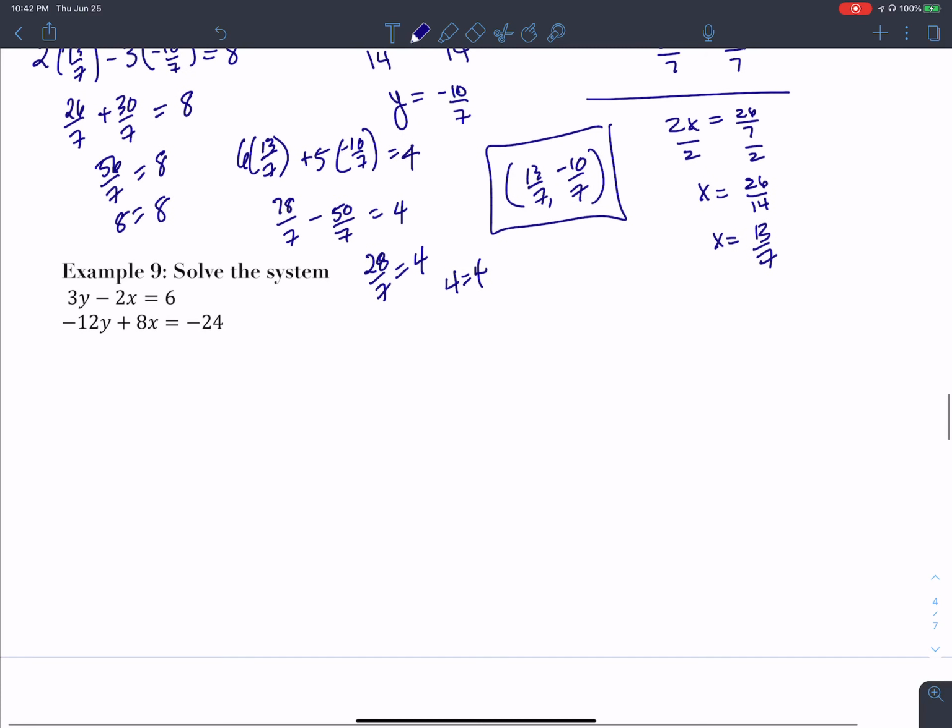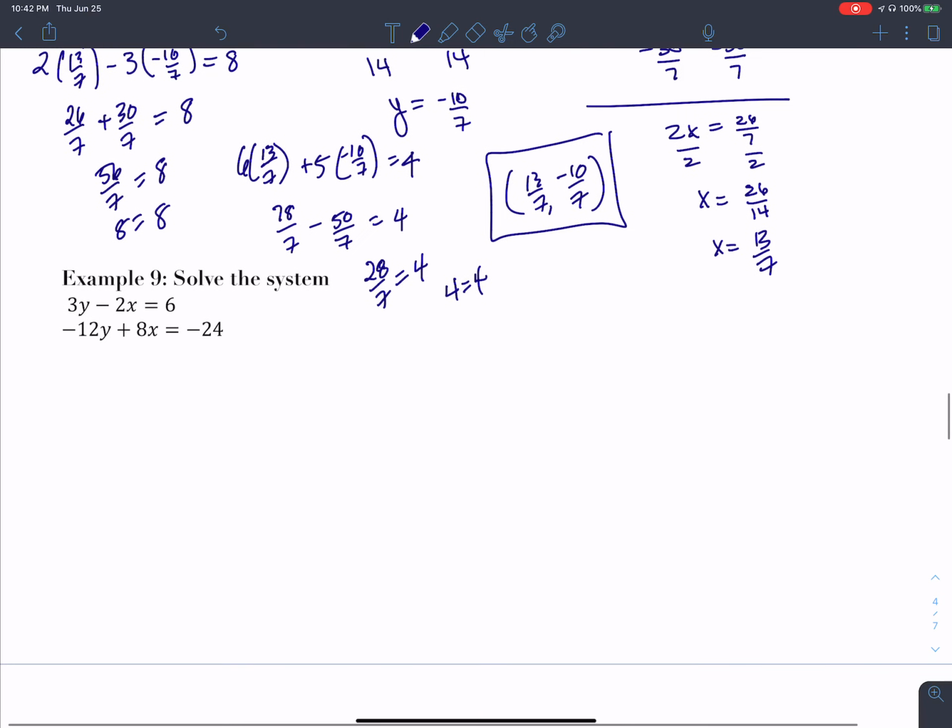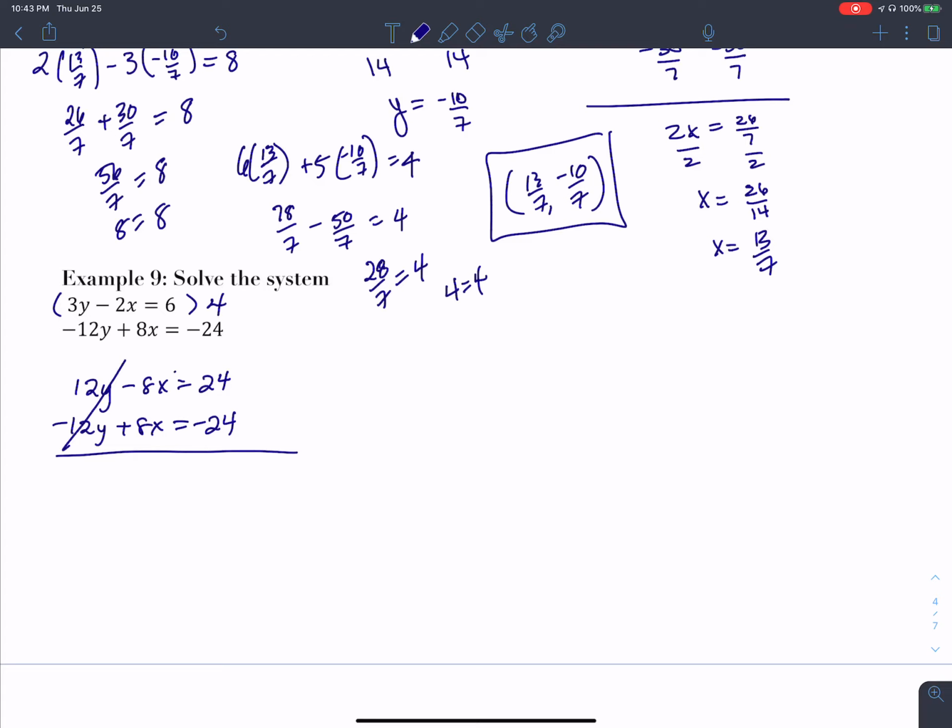All right, next one. Solve the system. So best bet here is, if we look, we can multiply the top by a positive 4. So I get 12y minus 8x equals 24. Bring down my negative 12y plus 8x equals negative 24. Look, everything cancels. So if I get a true statement, remember I said that's infinitely many solutions.